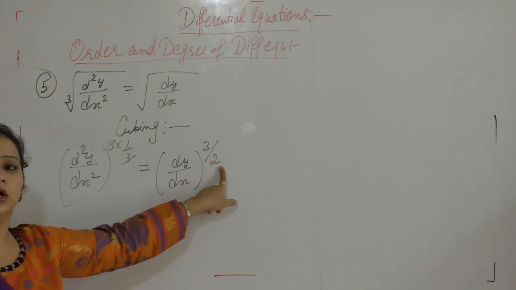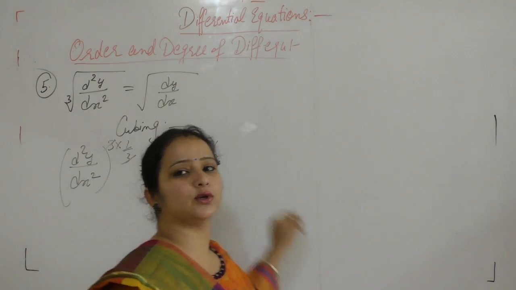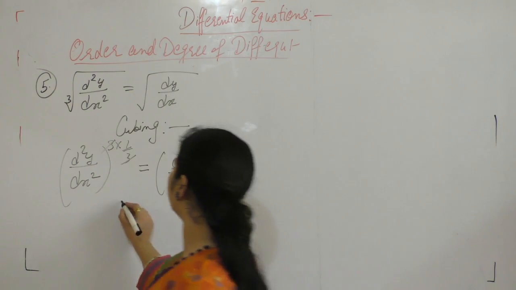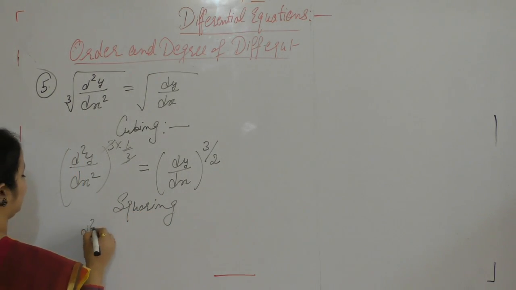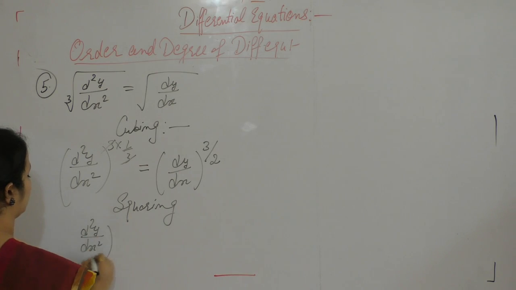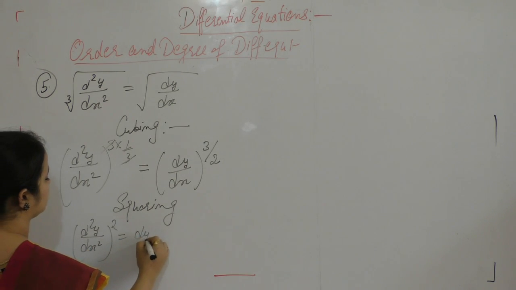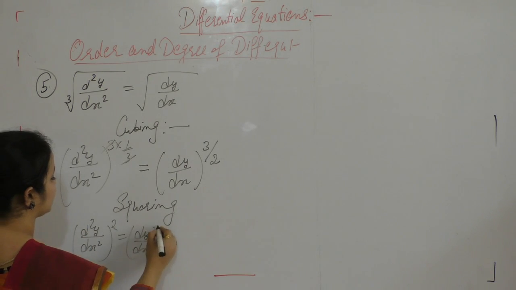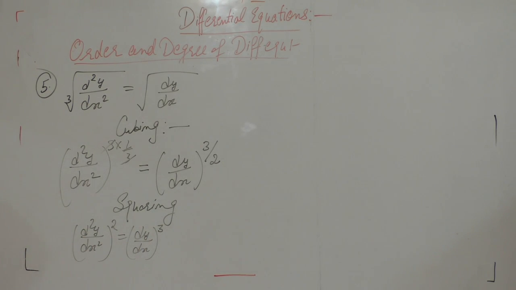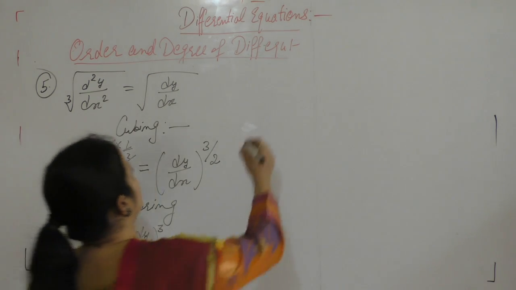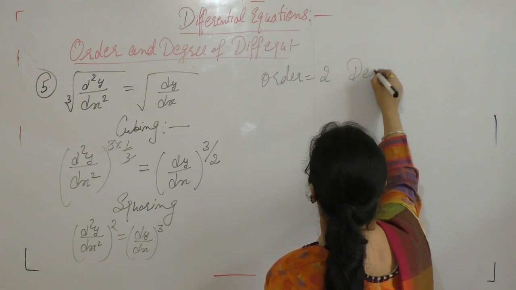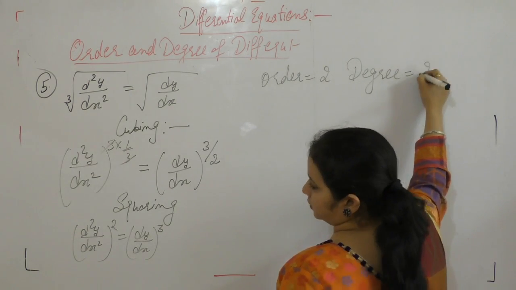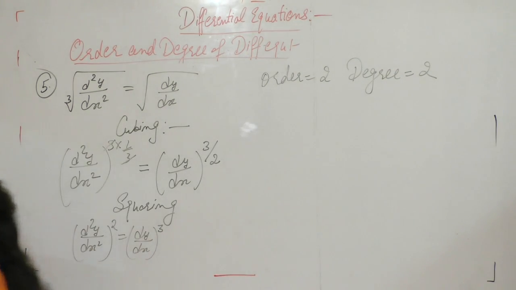Now we have to remove the fractional powers. To remove this, we square both sides. After squaring we get d square y upon dx square is equals to (dy upon dx) power 3. Now here order is 2. Order of this differential equation is 2 and degree is also 2. Order is 2 and degree is 2.